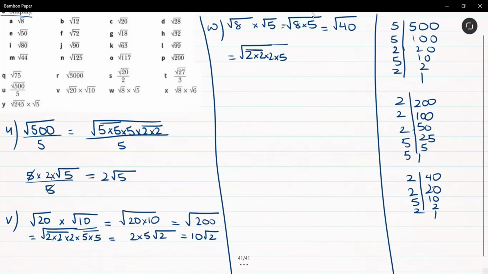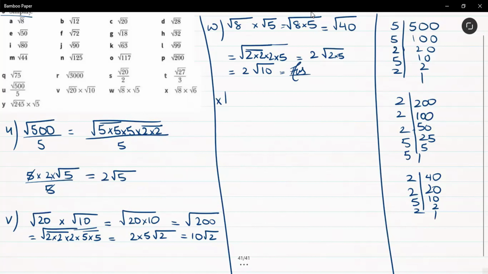Now we would make a pair of 2, and we would get 2 under root 2 multiplied by 5, which would be further simplified to 2 under root 10. And that's it for the answer for part W.